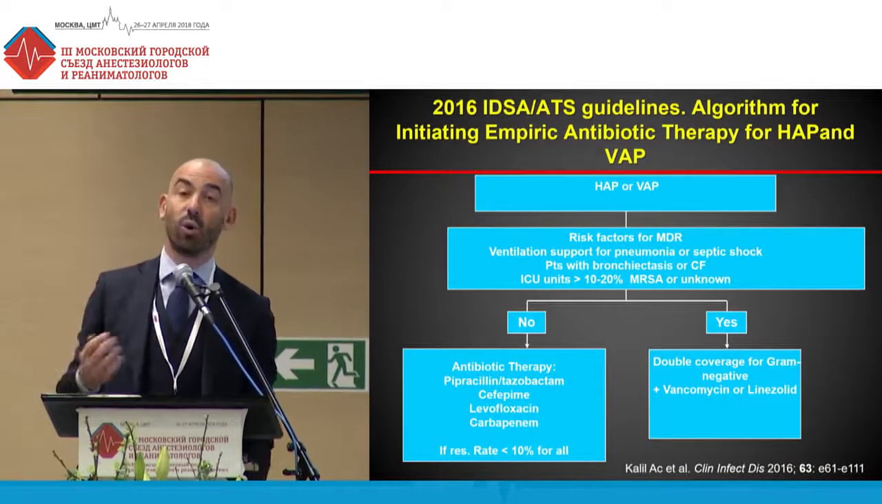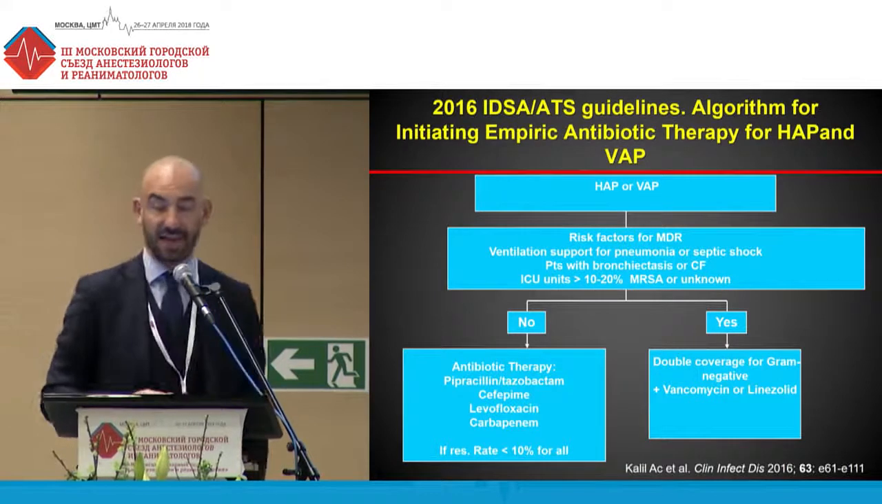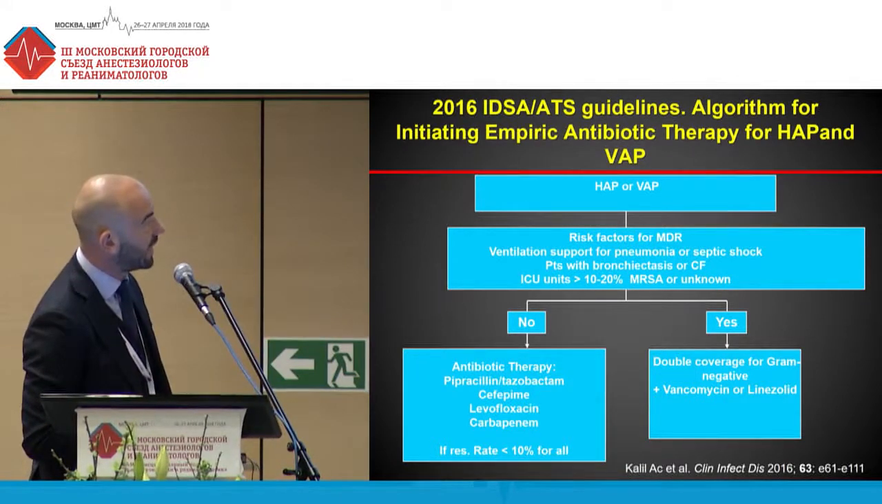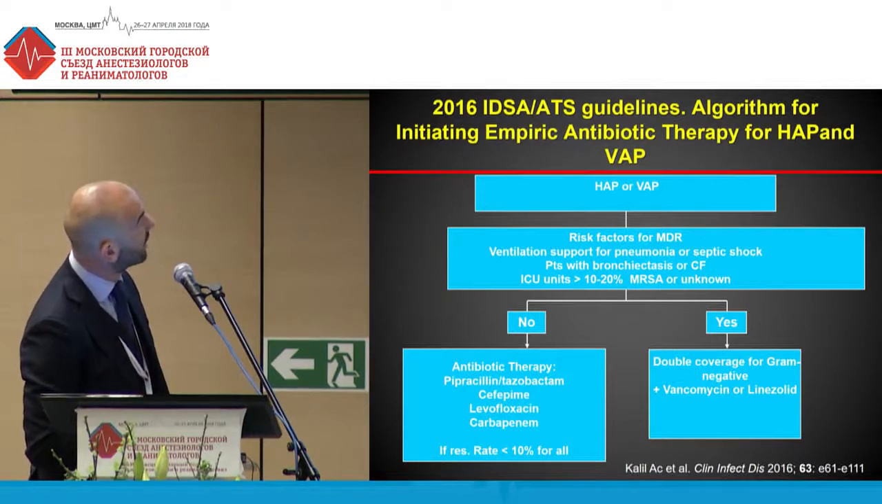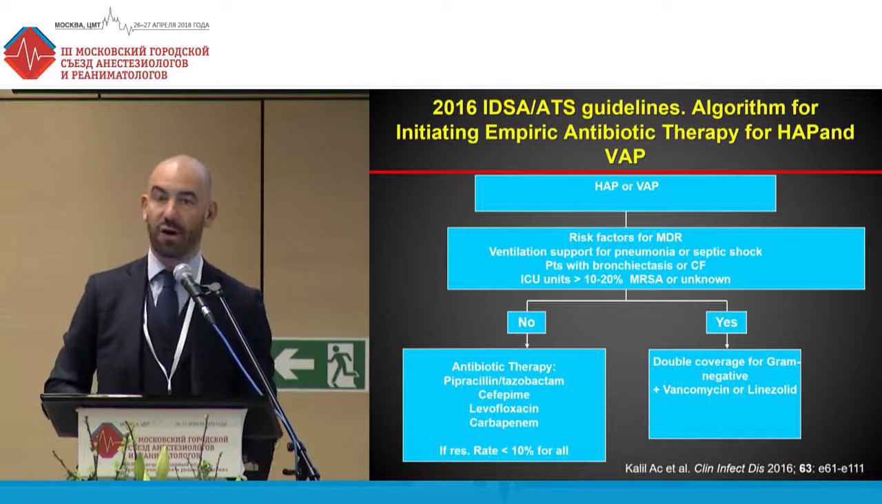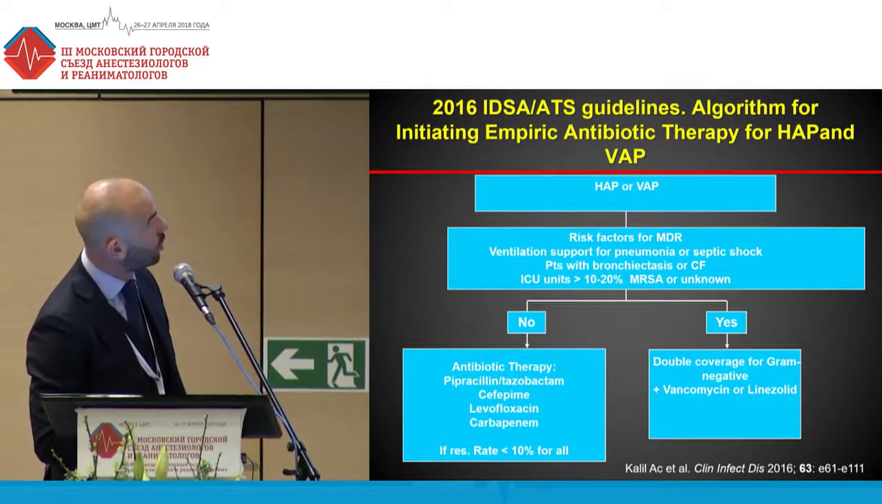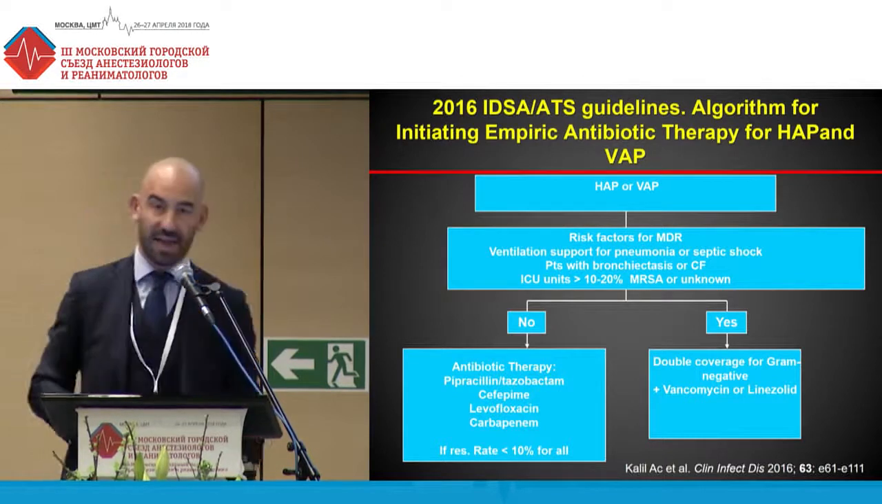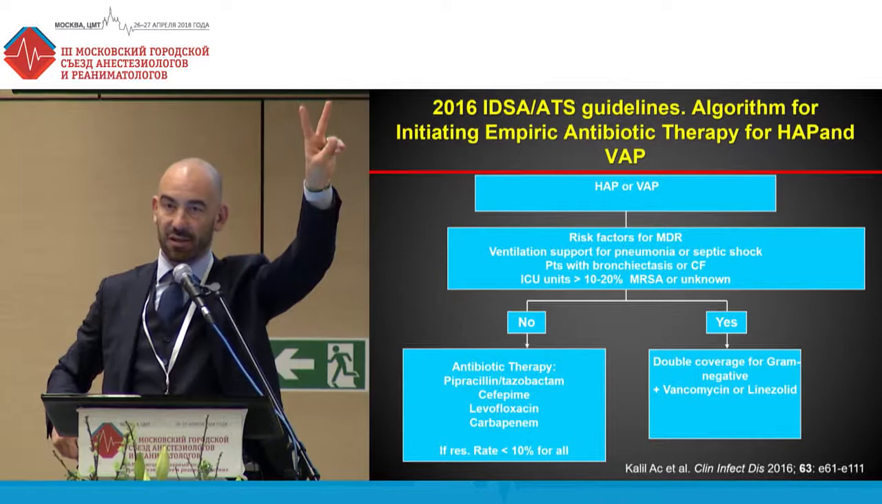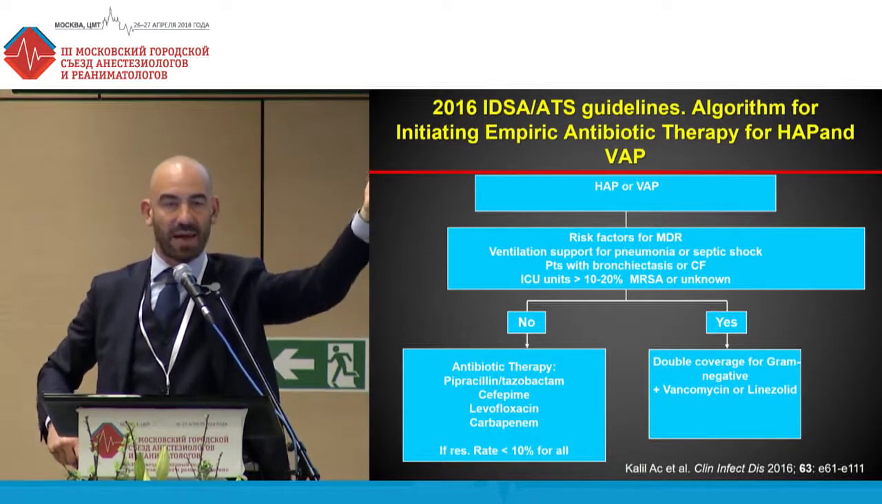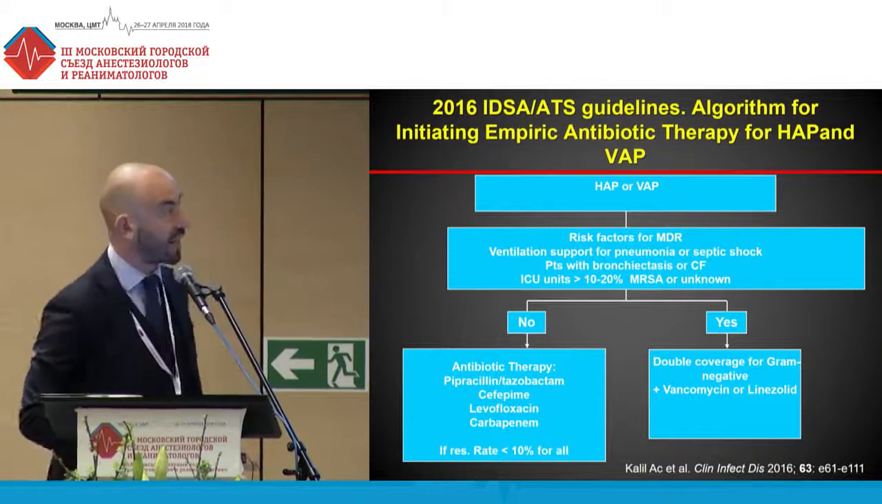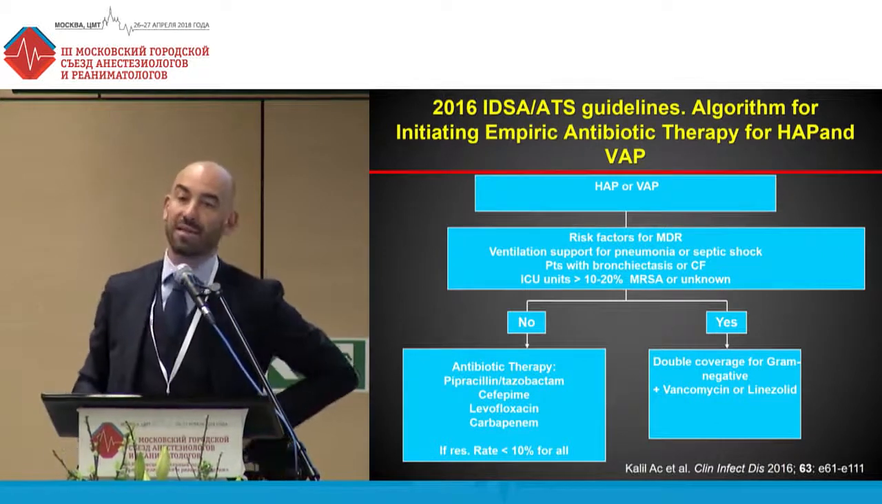And this is exactly what we have from the American guidelines. So these are the guidelines published by Kalil for ventilator-associated pneumonia, and you can see that if you have risk factors for MDR, like ventilator support for pneumonia or septic shock, patients with bronchiectasis or cystic fibrosis, or ICUs with more than 10 to 20% of MRSA, you have to have double coverage for gram-negatives, meaning 2 active agents, like piperacillin-tazobactam or meropenem, plus a second agent like amikacin or colistin, plus vancomycin or linezolid.